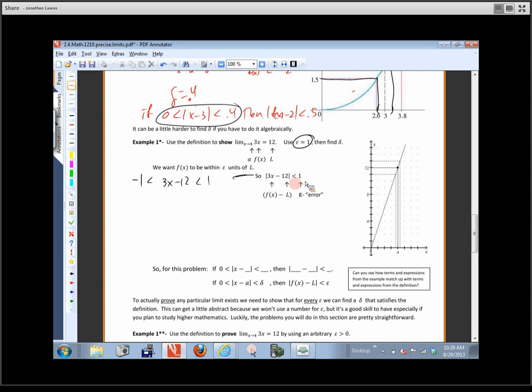The reason we get that is if it's a less than, it's going to be an "and" and it's going to separate these two inequalities. Let me write it like this: 3x minus 12 greater than, at that point, greater than negative 1. So both of these have to be true.